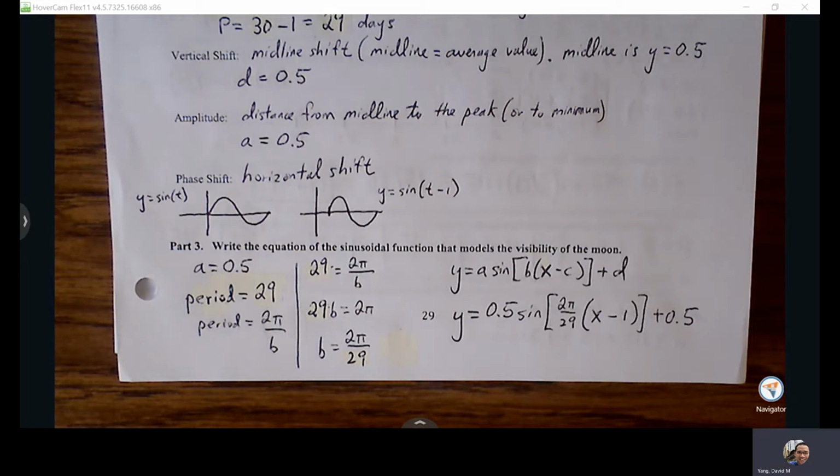Okay, what did you guys find for your B value? Yeah, did you guys get that? 2 pi over 29, okay. Okay, the A value is 0.5, we found that from before. The D value is 0.5. We found our B value from the period we determined. And then we're shifting it to the right because we know the sine graph normally starts at 0, but we wanted it to start at 1, so we're going to shift it to the right 1 unit.